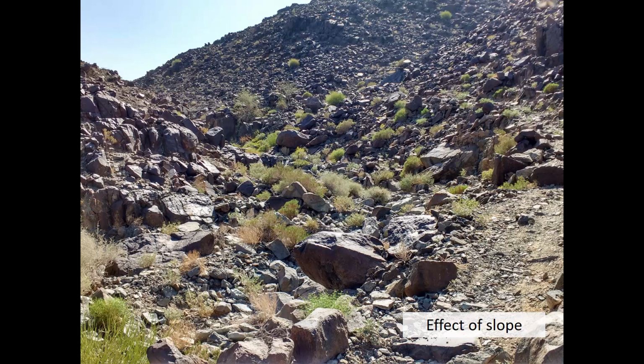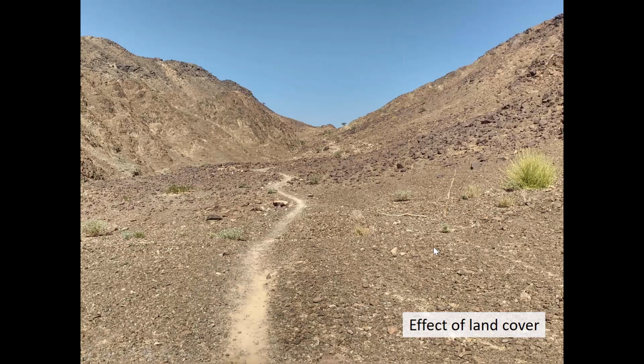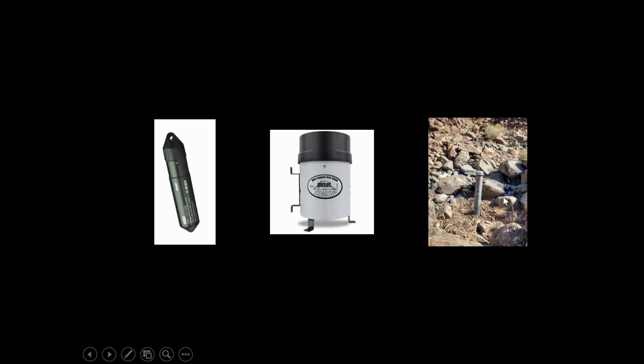And one of the things I wanted to study was the effect of slope on the time of concentration in such an arid watershed. And I also wanted to look at the effect of land cover, because I was doing a compare and contrast between a watershed in West Virginia that was heavily vegetated and a watershed in the UAE that was almost entirely unvegetated.